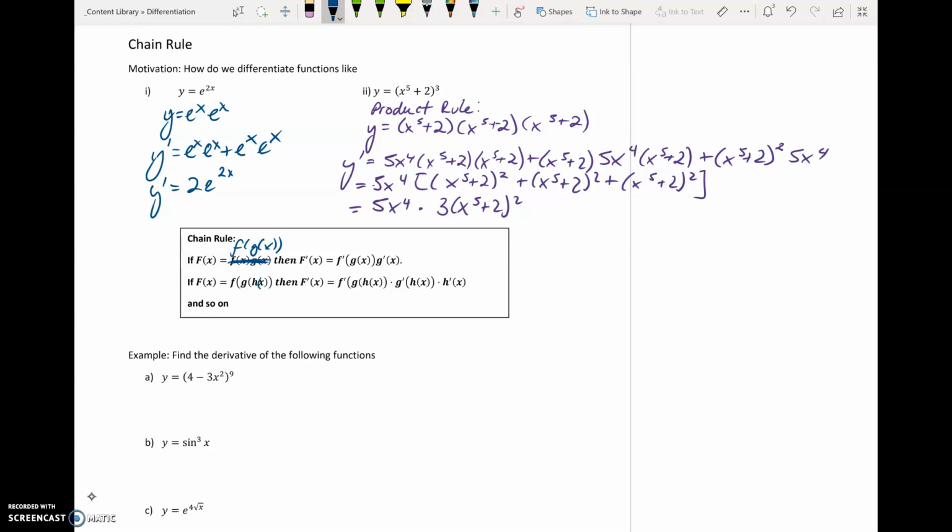You could have also expanded this (x to the power 5 plus 2) cubed, so you have each single term, and then differentiate every single term. That's a lot of work too. This is where the chain rule comes in.